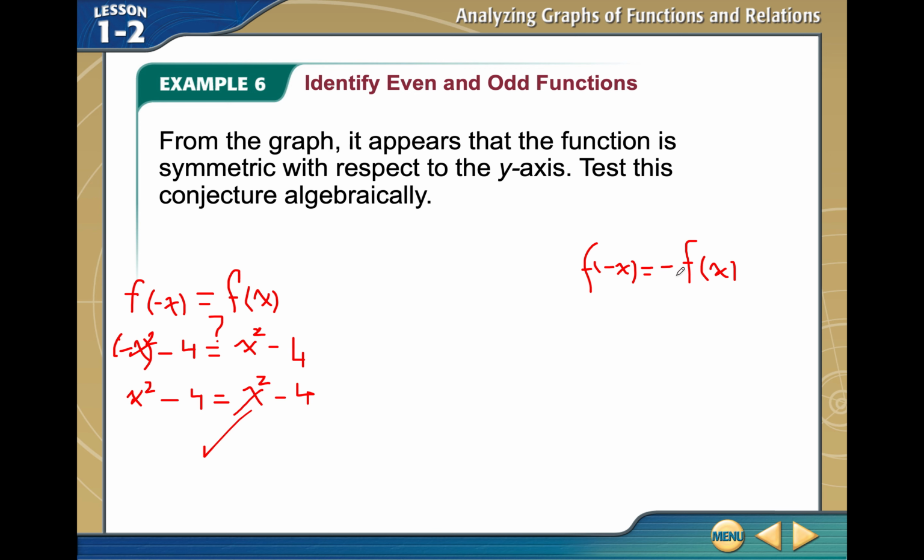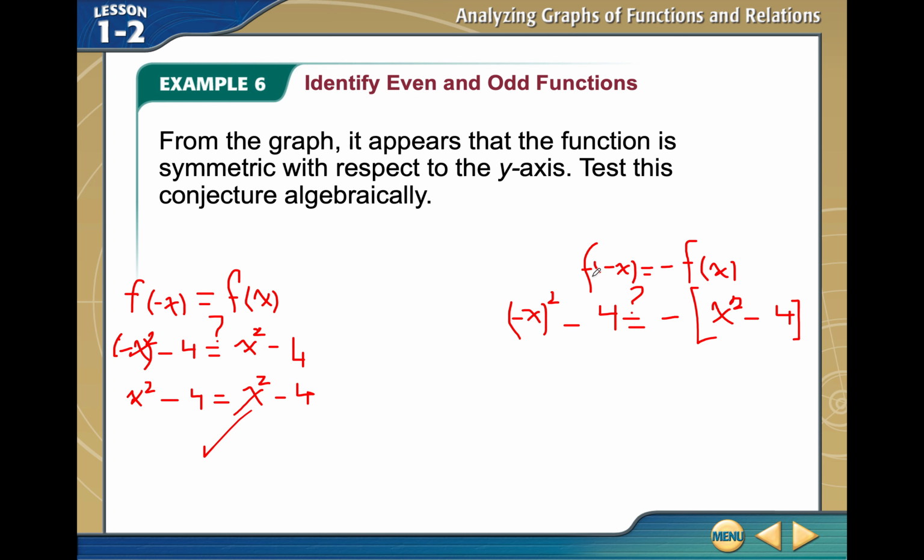Of course, since f of minus x is equal to f of x, we know that f of minus x is not equal to negative f of x. But just for the sake of trying it algebraically, let's write f of minus x again. So that's minus x all of it squared minus 4. And let's write minus f of x, so that would be minus x squared minus 4. Are these both equal?